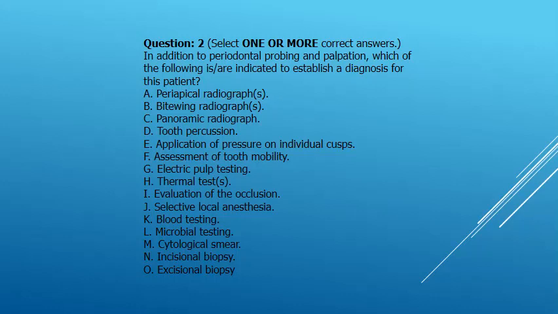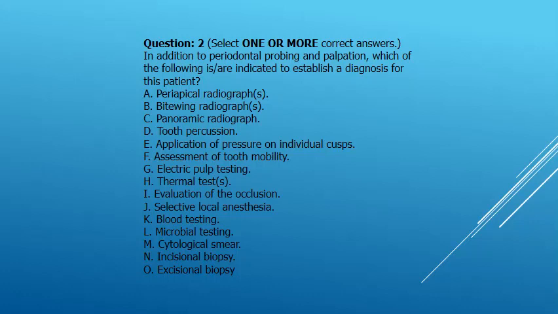So let us begin. This template is asking, in addition to periodontal probing and palpation, remember one thing, they have already mentioned these two things. Periodontal probing and palpation we have already done. Other than these two, which of the following are indicated to establish a diagnosis for this patient? Here they can specify a tooth number, and you have to go back to the case history and figure out which tooth they are talking about.